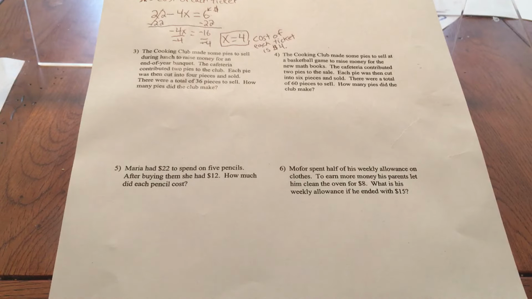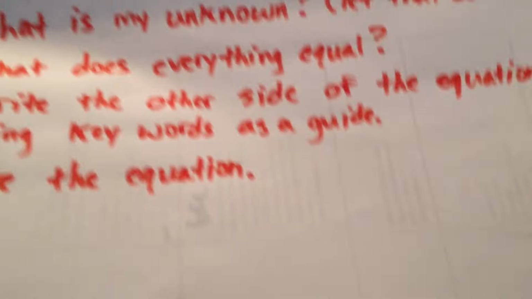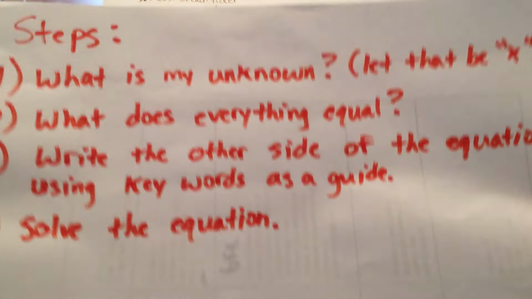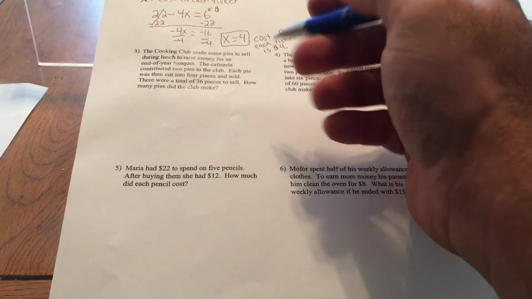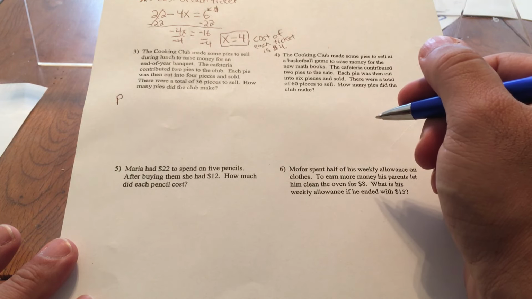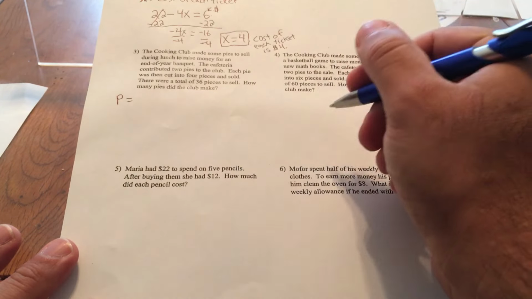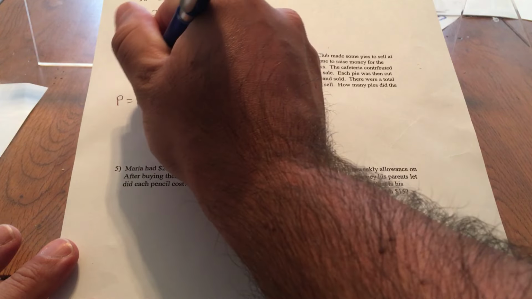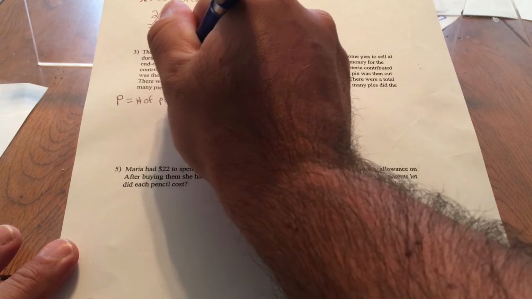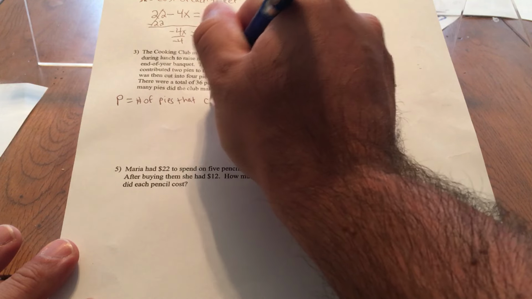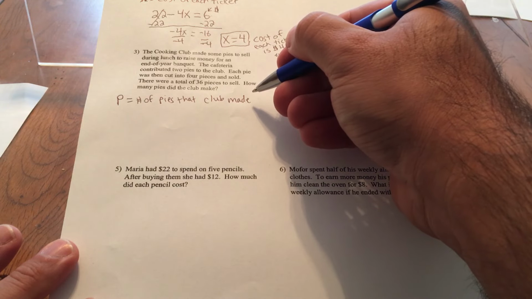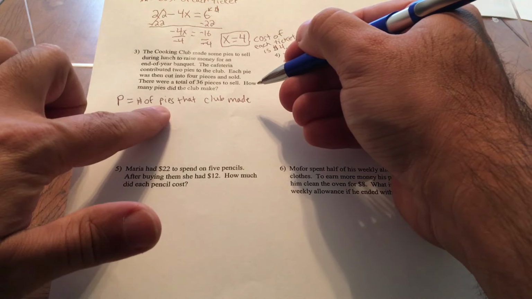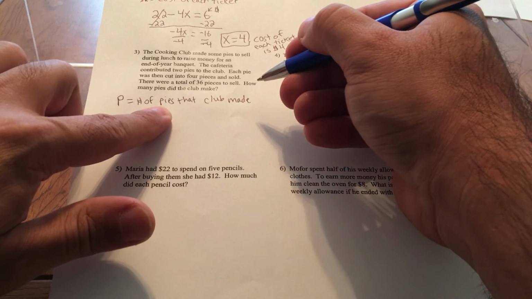So, putting that down there, first step, if you remember from this little sheet, what is the unknown? What are they asking us to find? Here they're saying how many pies did the club make? Just to show you that we don't have to use X for the letter every time, we'll call this P. And for this problem, P is going to mean the number of pies that the club made. Again, we say that's defining our variable. For this problem, P is going to represent this definition, number of pies that club made.